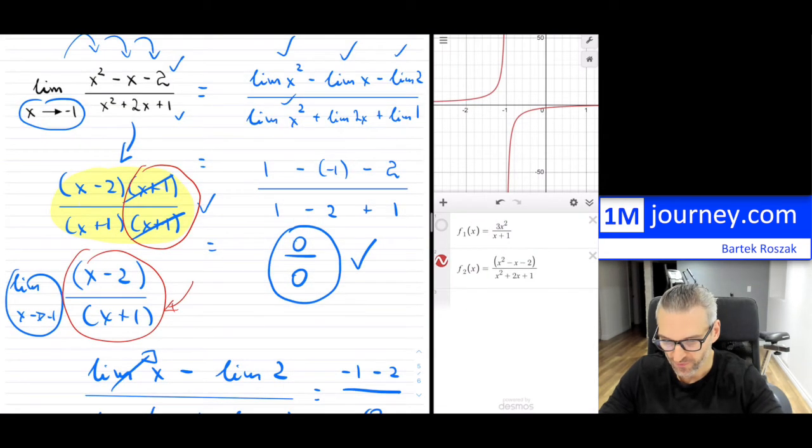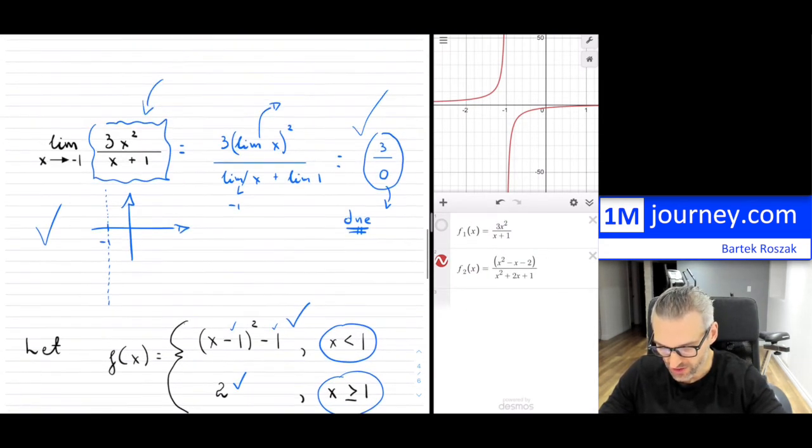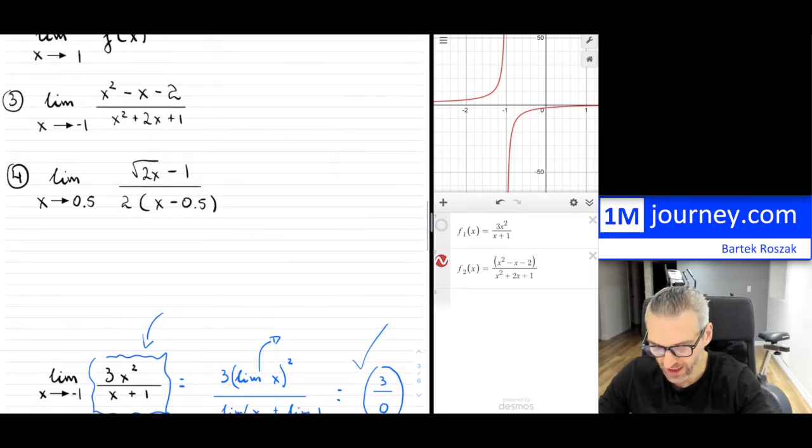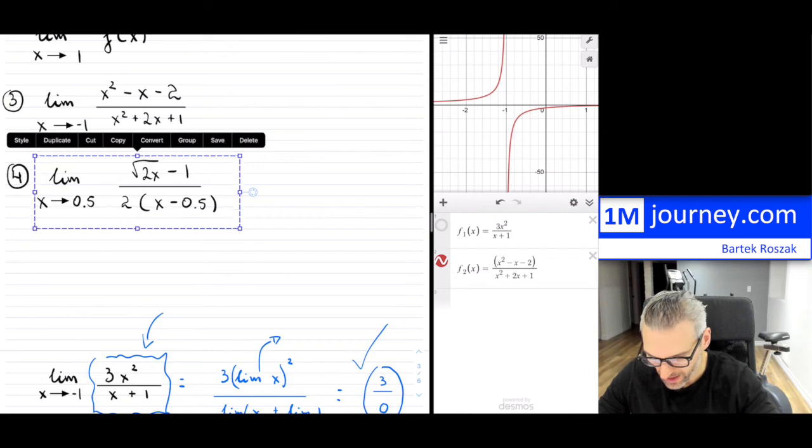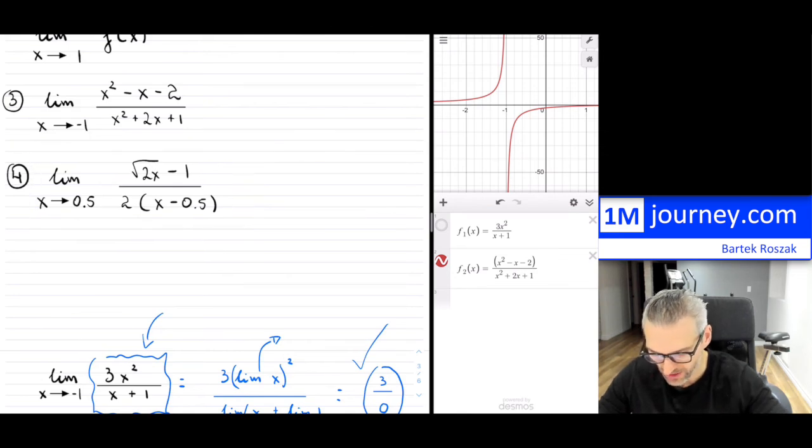So let me go in here. Here's the last example that I have for you, which is this one. Now this one is super weird because it has radicals. So let me copy this.